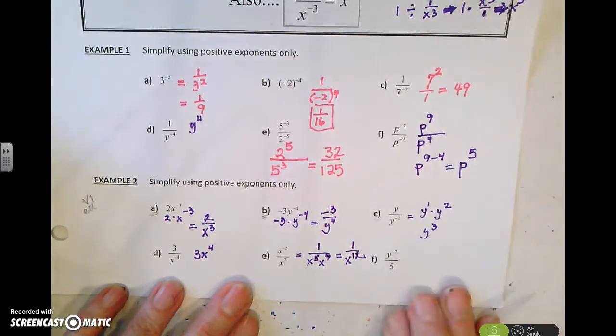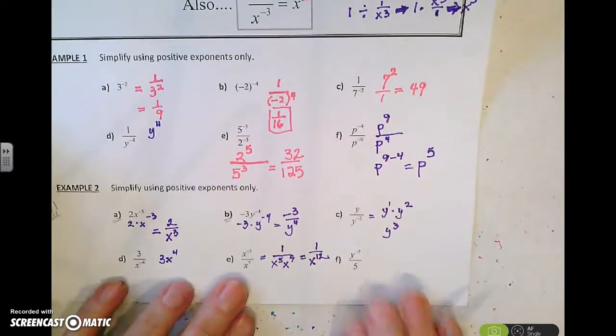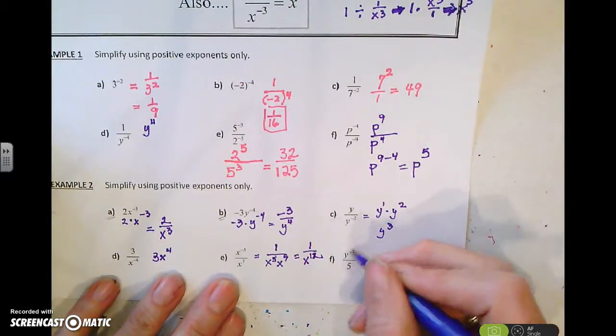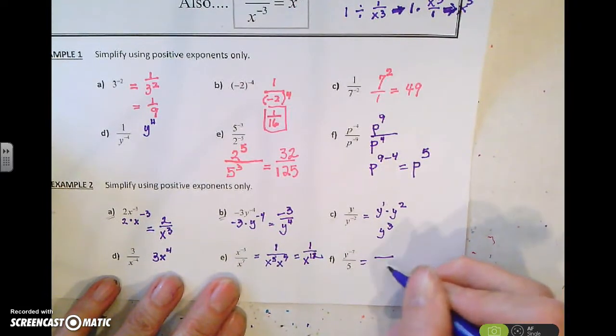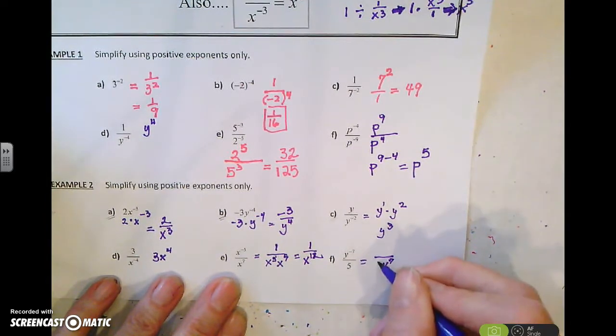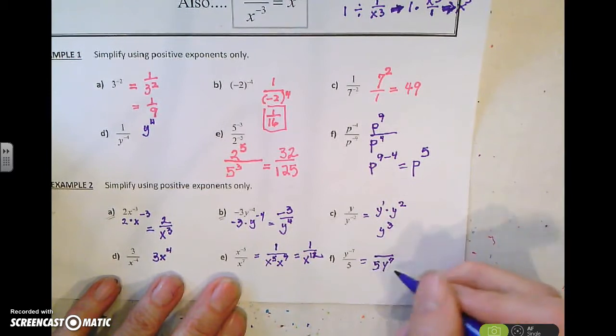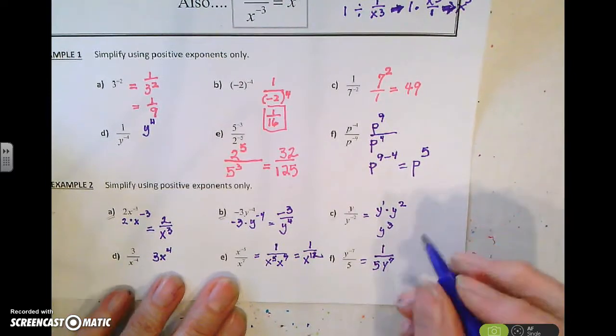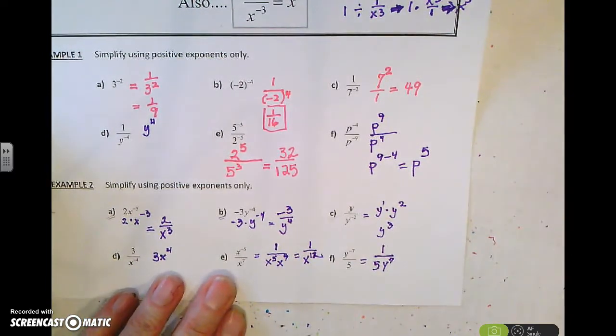x to the 12th. Then f, my y to the negative 7 will drop to the denominator, become y to the 7th. My 5 does not have an exponent, so it's understood positive 1. It stays, and I put a 1 above it to hold the place in the numerator.